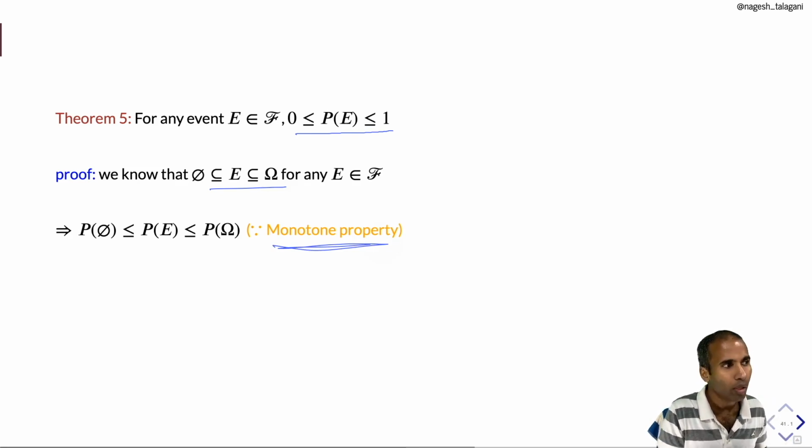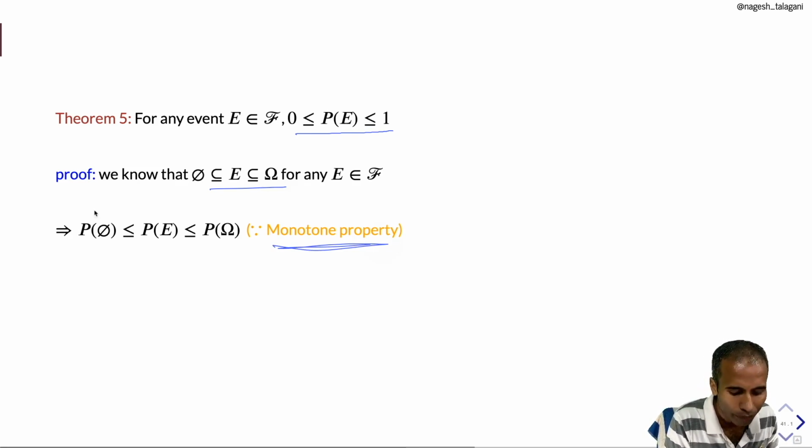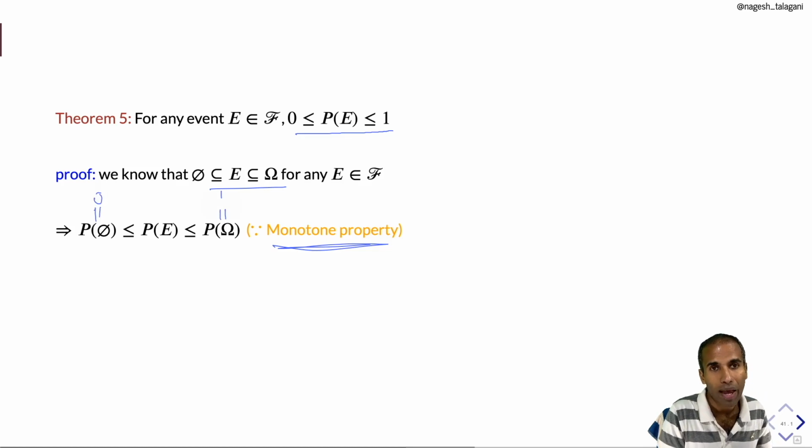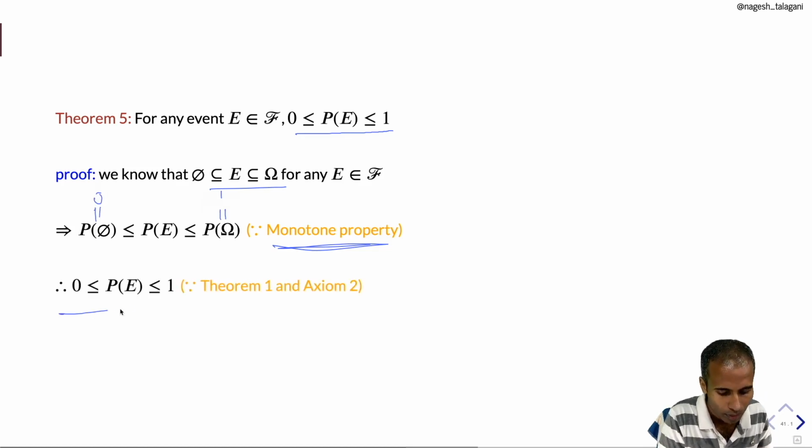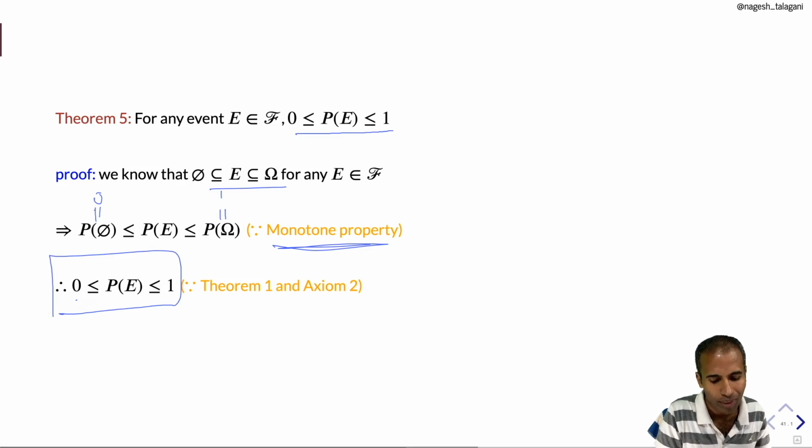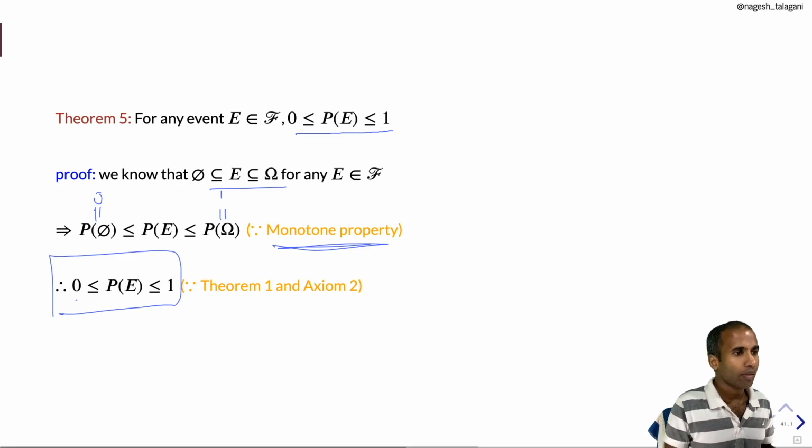Now we know that the probability of the empty set is 0 from theorem 1. The probability of omega is 1 from axiom 2. So we have this: the probability of E is actually between 0 and 1. 0 is less than or equal to the probability of E, which is less than or equal to 1, always, for any event. Okay. So fine. Next.